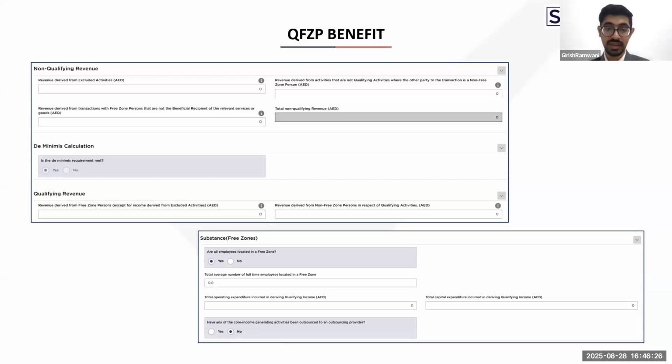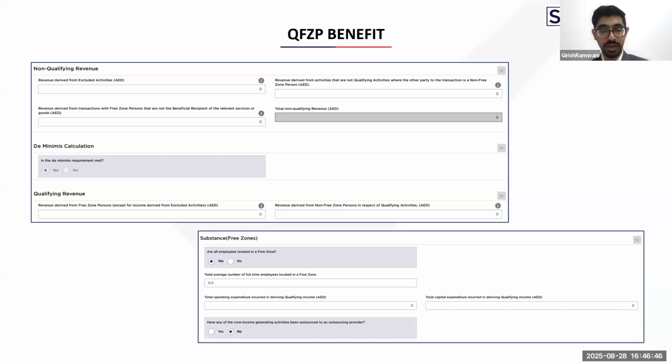Then, like I mentioned, there is an adequate substance requirement where you have to show that adequate assets are there, adequate employees are there, adequate expenses have been incurred. For that, they ask you what are the number of full-time employees located in a free zone? What is your total operating expense? What is your total capital expense that has been incurred in deriving your qualifying income?